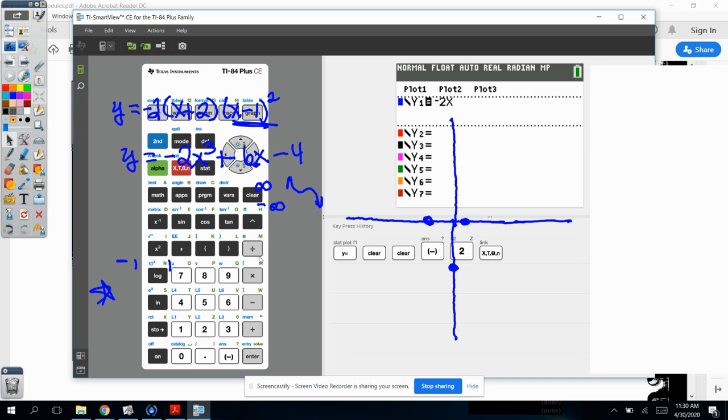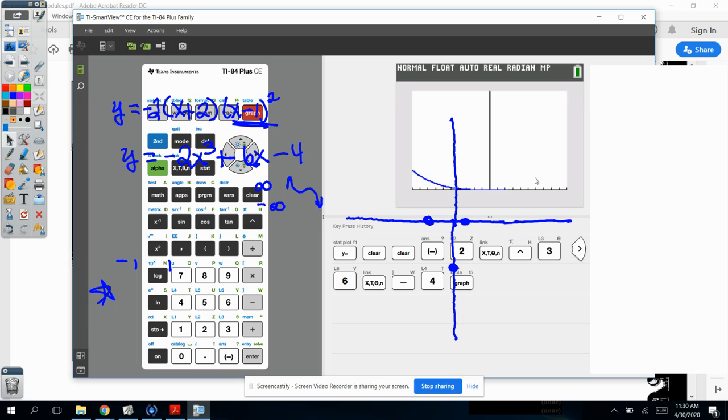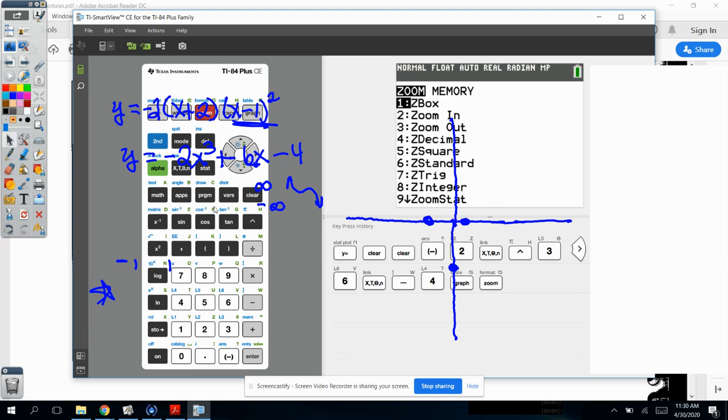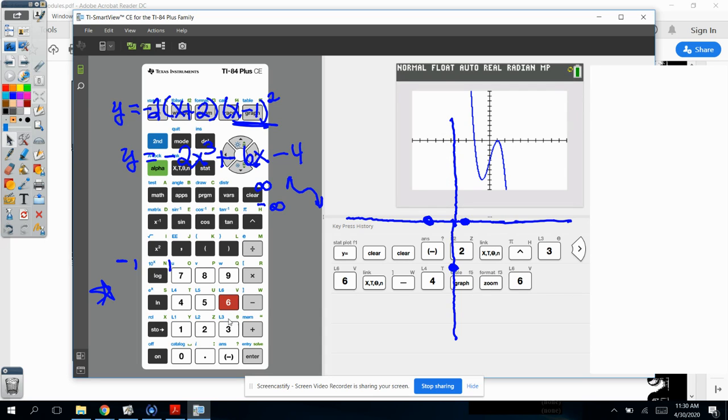-2x^3 + 6x - 4. Okay, you can go to your table for some nice... oh, my zoom is messed up. Let's go to Zoom 6, standard zoom. Okay, so here's what we got.